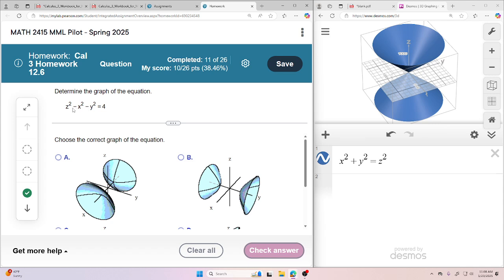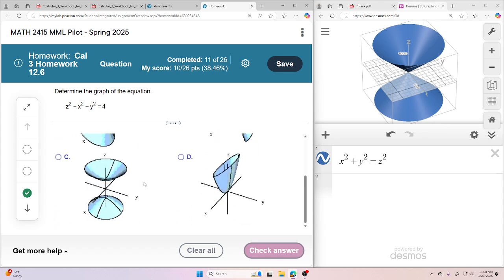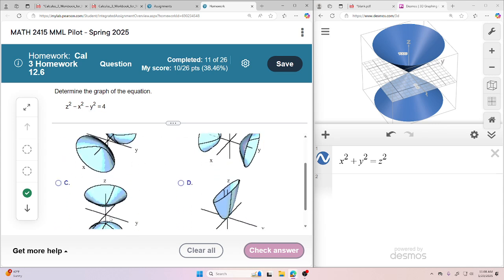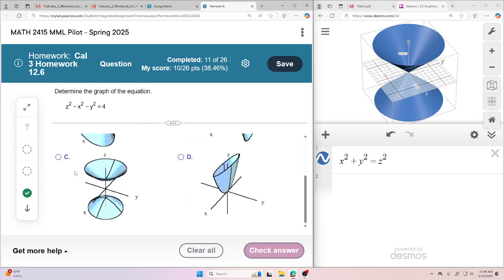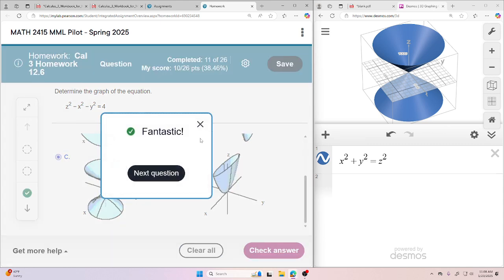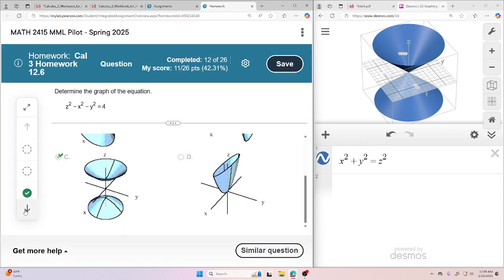2 sheets. 2 minuses, 2 sheets. So it's definitely going to be A, B, or C. Who's the odd man out? Yep. See how it's revolving around that Z axis right there? Yep. You got it. Very good.